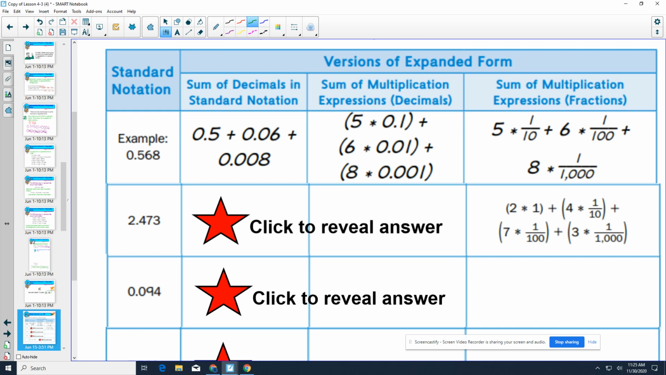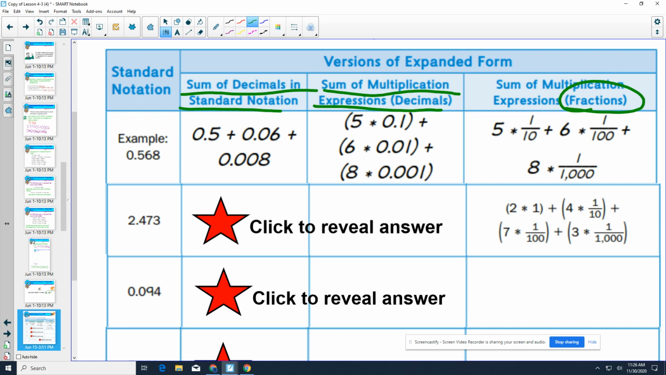So if we look here at the examples, it gives you 3 different categories or versions of expanded form that you need to use. So you can see the first one here, how they did just the decimals and added them. Here they multiply by the place values in decimal form. Okay, so the sum of the decimals in standard notation, sum of multiplication expressions, but they want you to use decimals. Here's the difference with this one. They want you to use fractions.